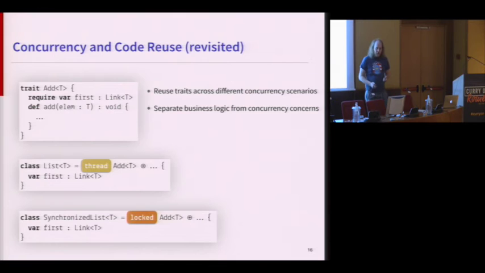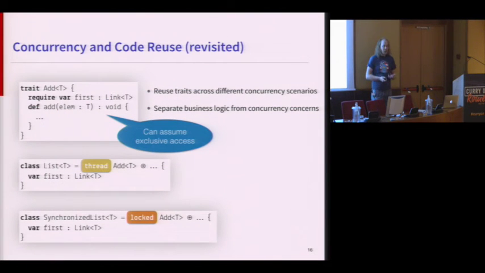And what's neat about this is that the implementer of the trait can assume exclusive access to the trait. So when we're writing this code, we can focus on: okay, I'm in this object and I have exclusive access, so what is it that I want to achieve? What is the functionality I want to provide? And then it can rely on the concurrency control to be provided later through one of these modes.